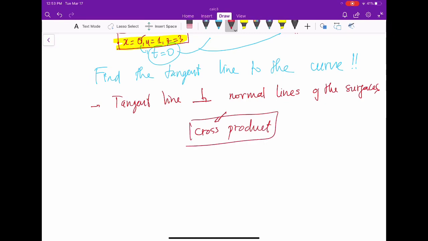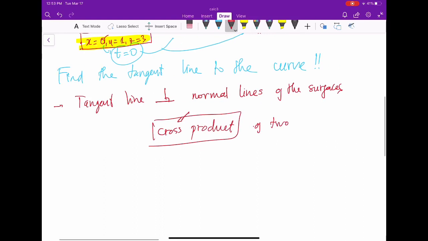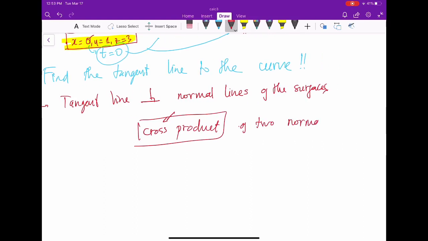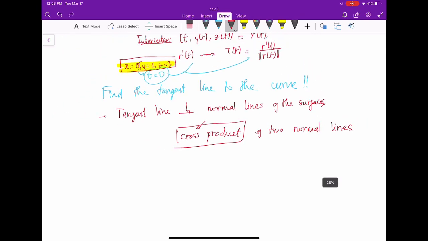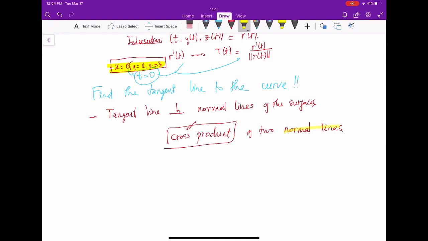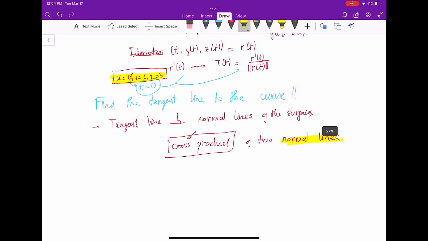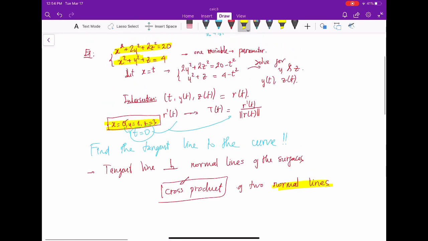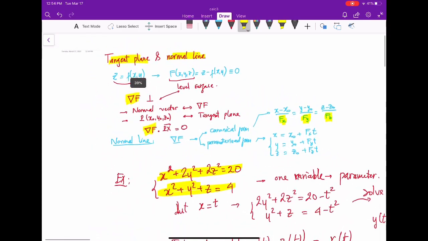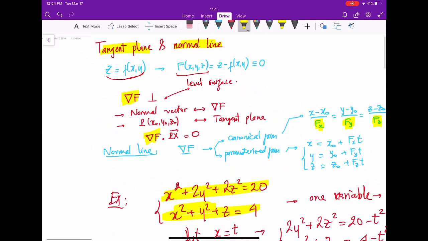You need to find the cross product of two normal lines to the surfaces. And we know what the normal lines are. If you have a function z equals f(x, y), you can define F capital equal to z minus f(x, y), and the normal line is just the gradient of F capital.